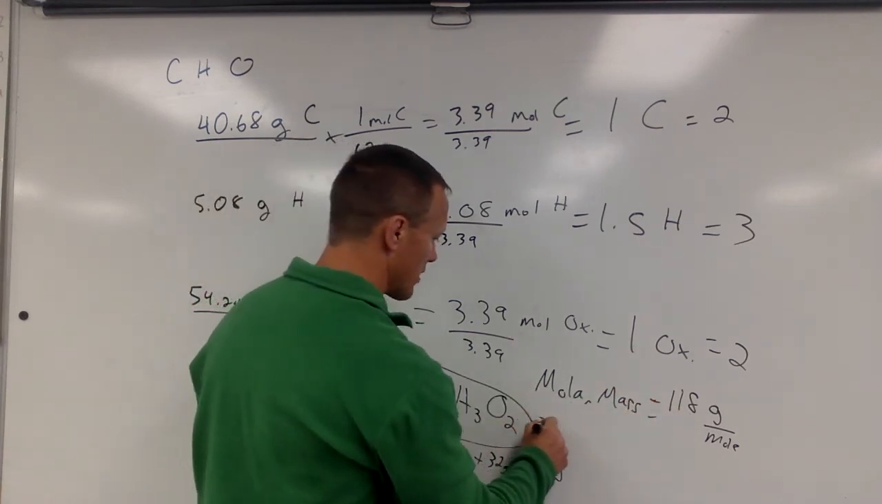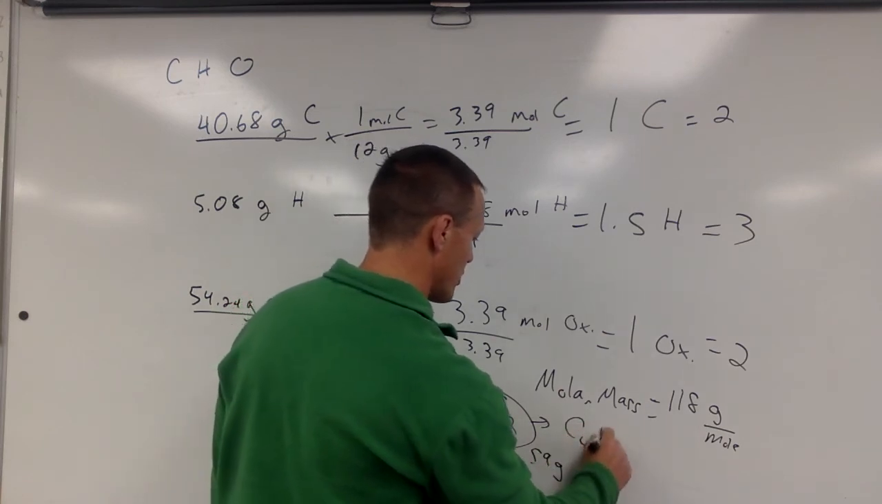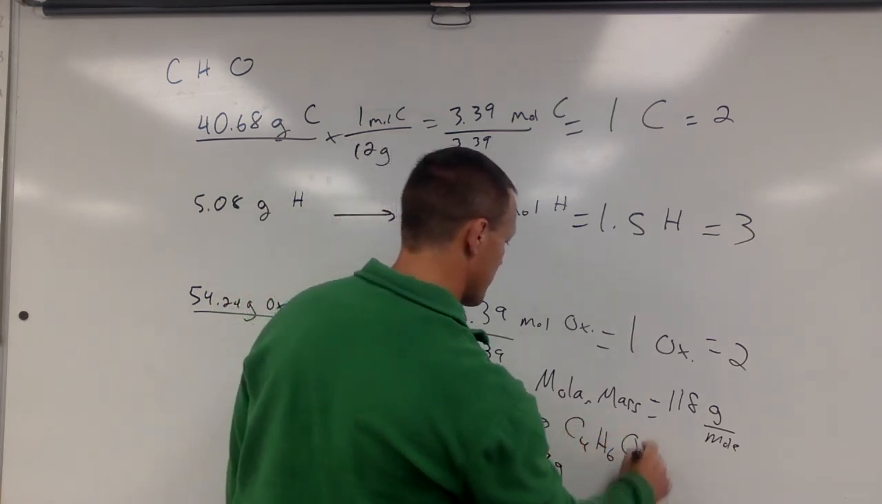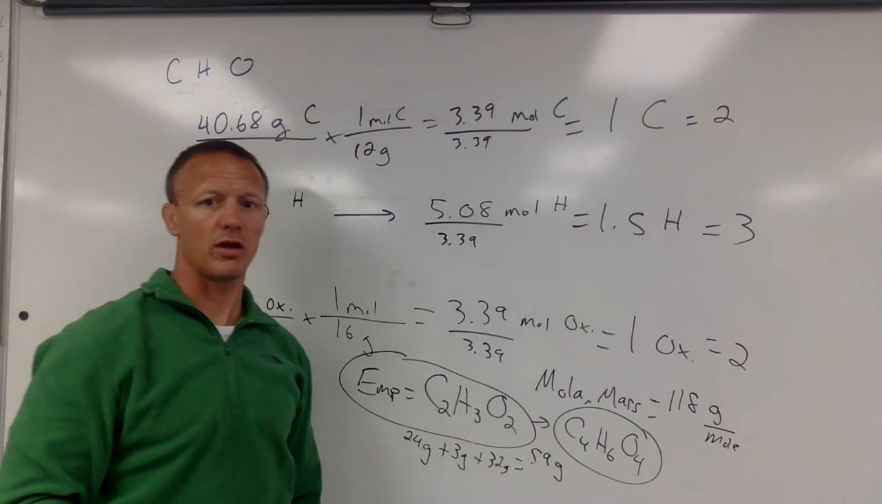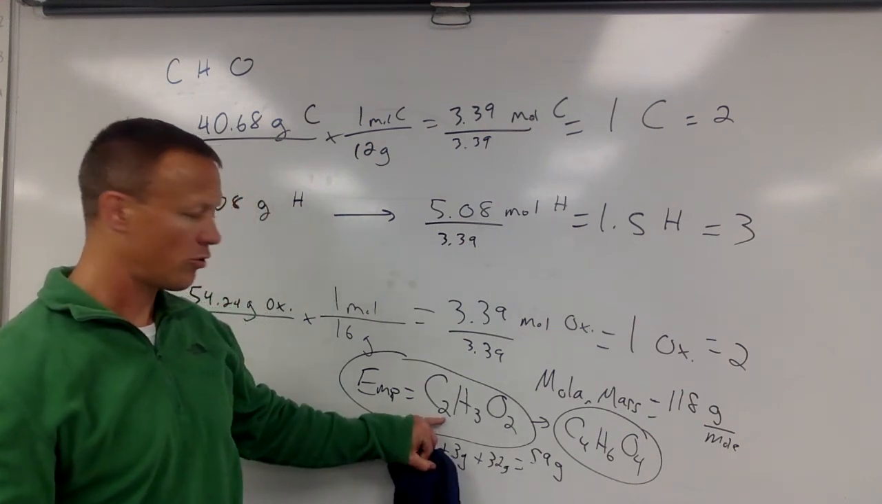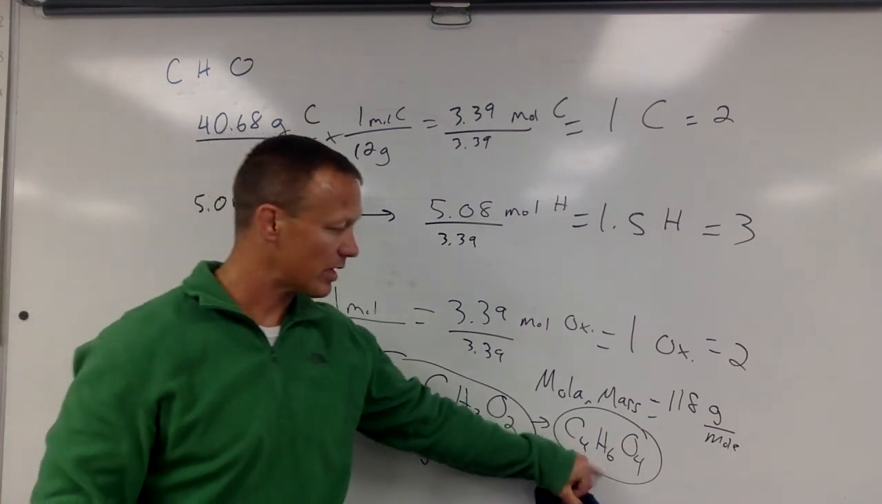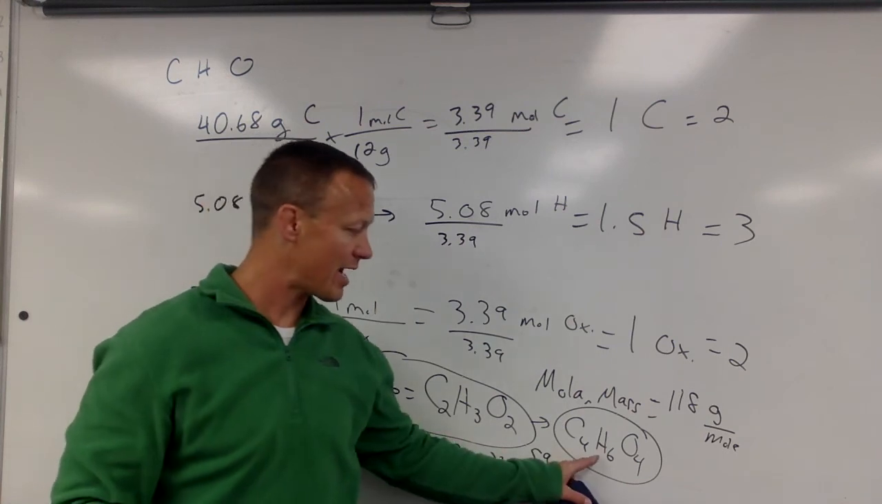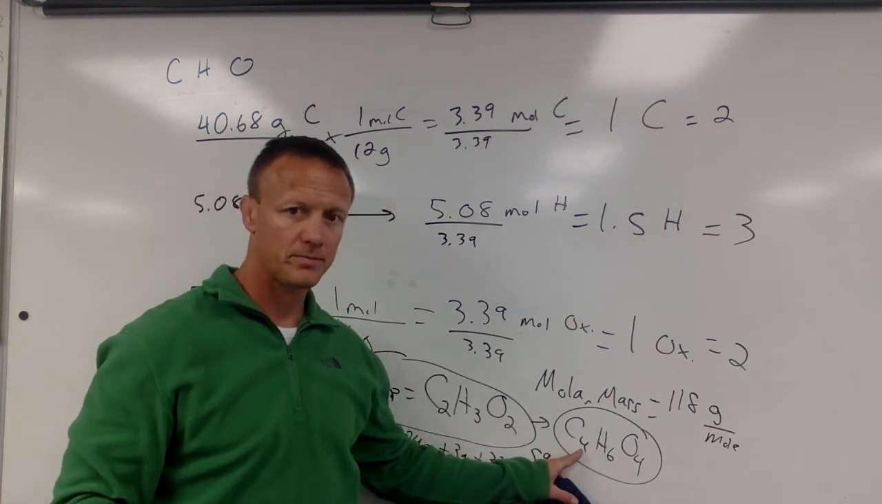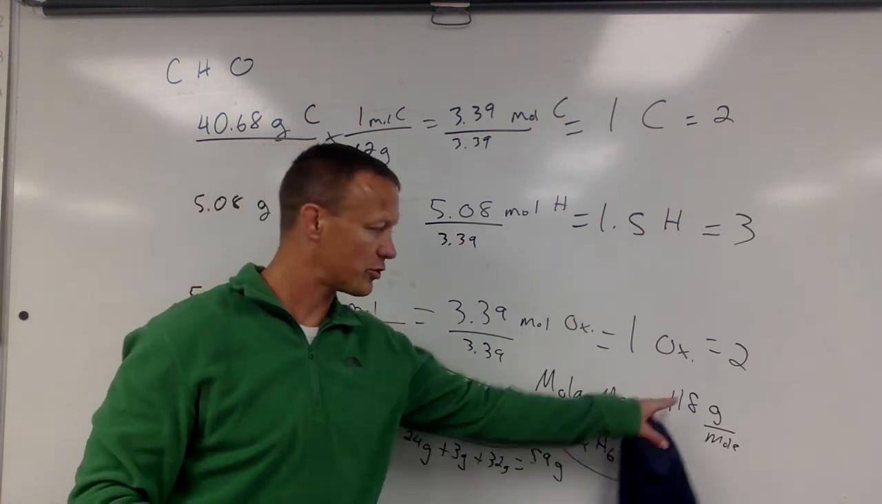So our molecular formula would be C4H6O4. That is the real formula of this compound. Empirical, most reduced. Molecular, the actual formula, which has to add up. If we add up 4 carbons plus 6 hydrogens plus 4 oxygens, we'd get to 118.